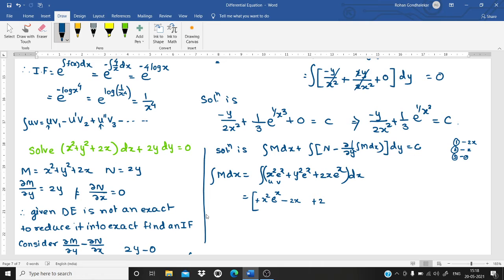The integral of v is v1. So here the integral of e raised to x is e raised to x. Again the integral of e raised to x is e raised to x, and again e raised to x. Fine. Plus y square as it is. In the middle term, the y square as it is, integral of e raised to x is e raised to x. Plus 2x e raised to x.